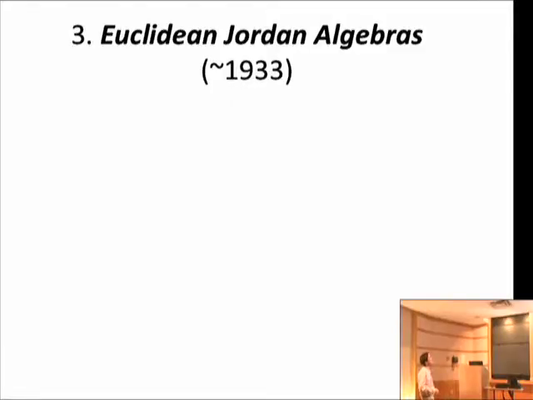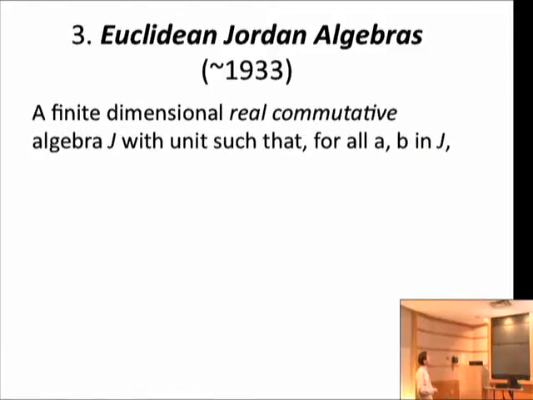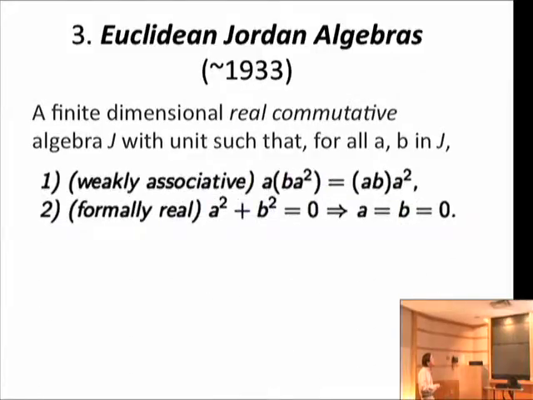Now, let's talk about the Euclidean Jordan algebra. First of all, it is finite dimensional. We are only interested in the finite dimensional one. It's a finite dimensional real algebra, commutative, with a unit, such that the following two conditions are satisfied. The first one I call the weak associativity.